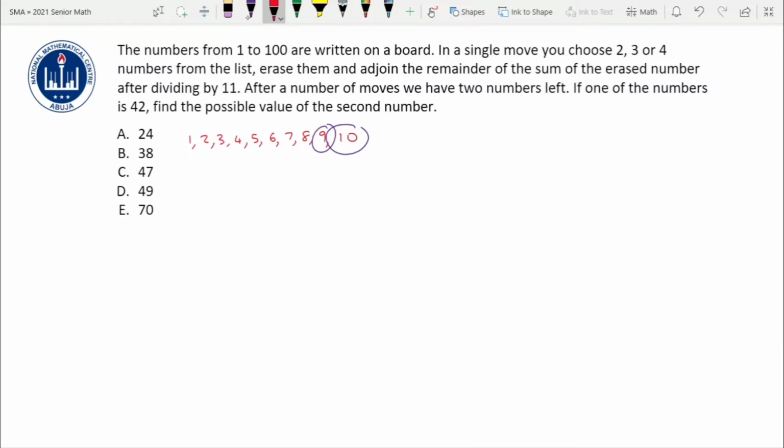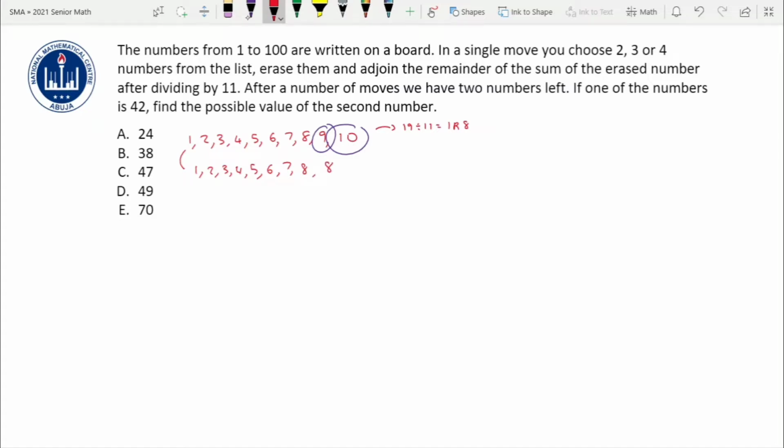After removing 9 and 10, we're going to have 1, 2, 3, 4, and these numbers remain as they are, and also 6, 7, 8. But then instead of 9 and 10, we're going to write the remainder when we divide the sum of 9 and 10 by 11. If you add 9 and 10 together, you get 19. And the remainder when you divide this by 11 is, sorry, 8. So instead of 9 and 10, we're going to write another 8.